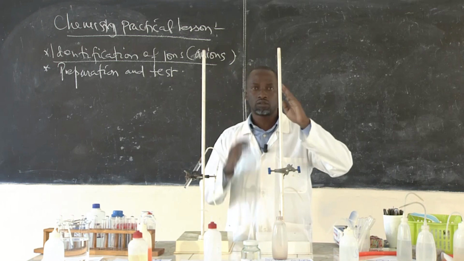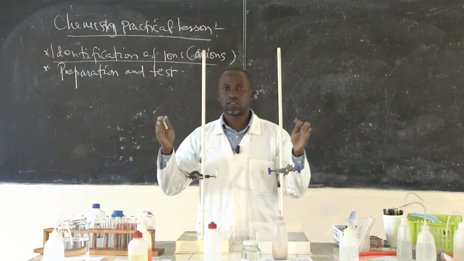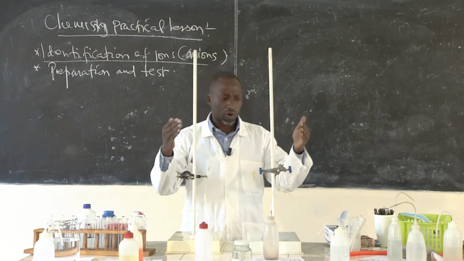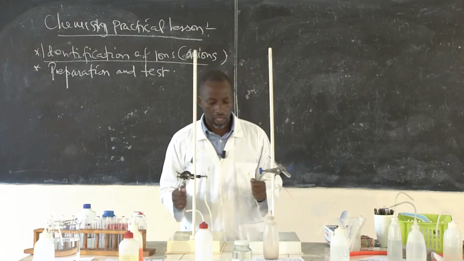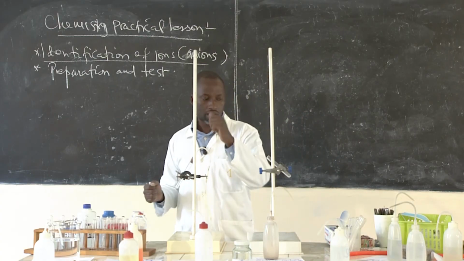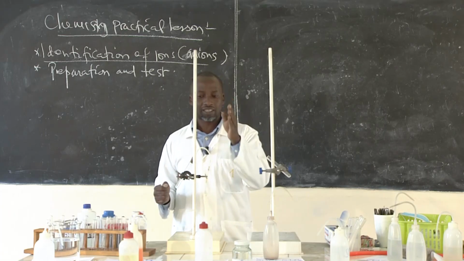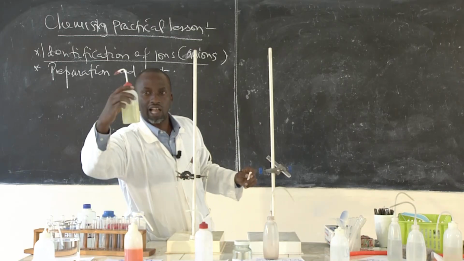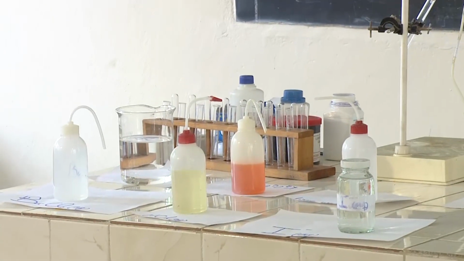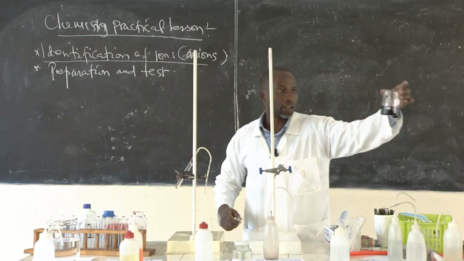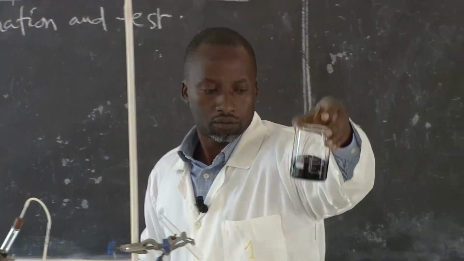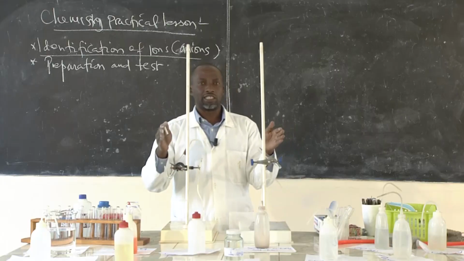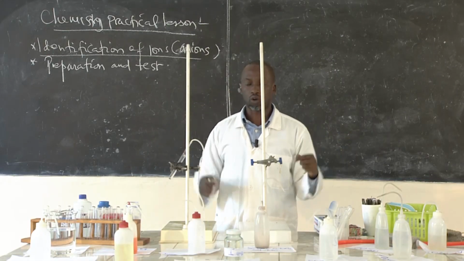If you remember very well, we mentioned a number of methods that we can use to prepare chlorine. We talked about the reaction between concentrated hydrochloric acid, we have concentrated hydrochloric acid here, reacting with potassium permanganate, a very interesting purple color. That was one of the methods. So this is what we are going to use to prepare chlorine.